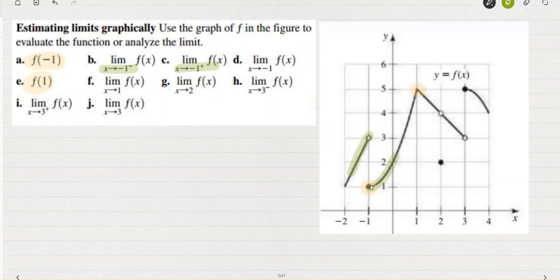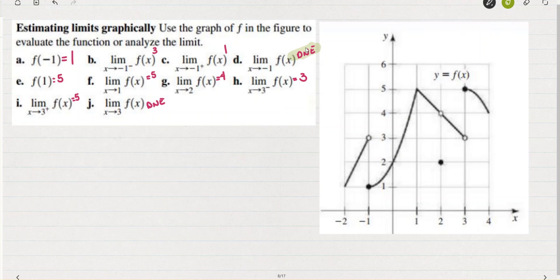And you could do each of these similarly. Let me give you the solutions here. The reason that we get does not exist is because as we approach negative 1 from the left and from the right, we get two different results here. Same thing with the limit as x approaches 3. As x approaches 3 from the left and from the right, we get two different results. So we'd have to say that the limit doesn't exist.